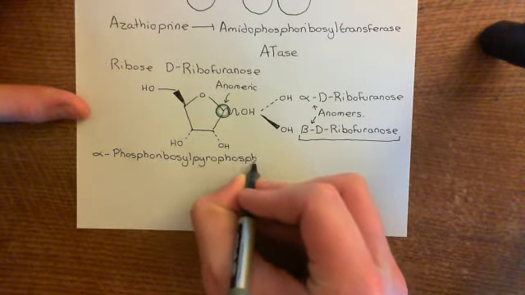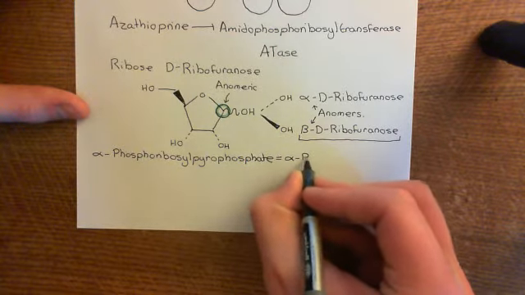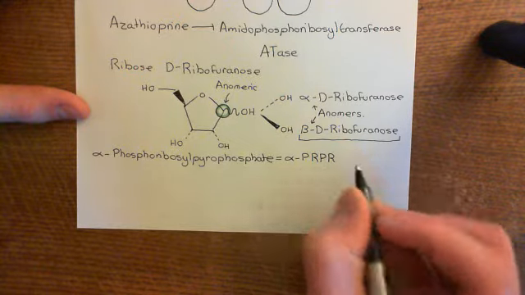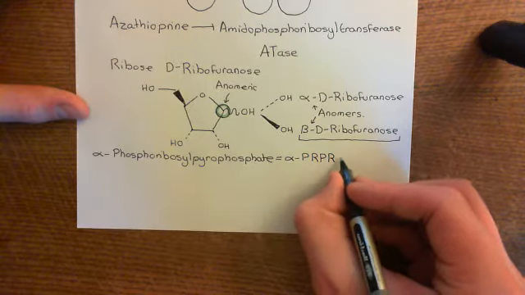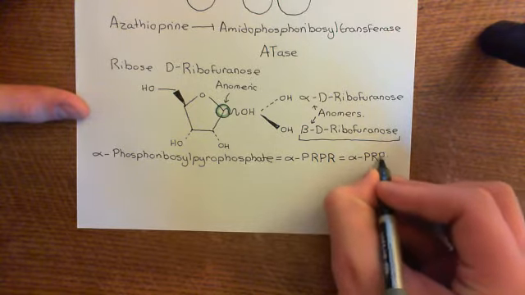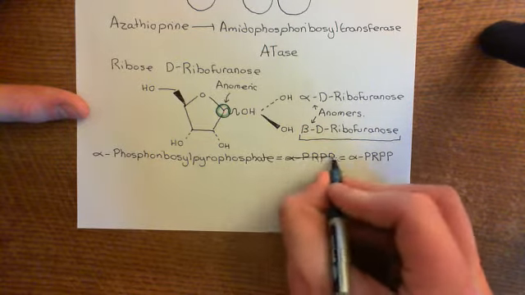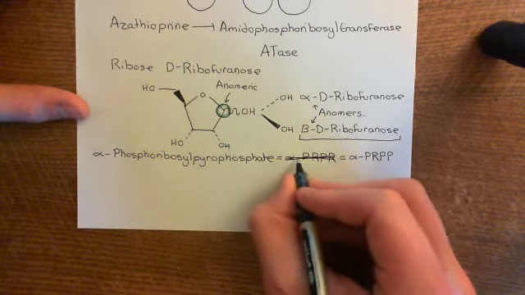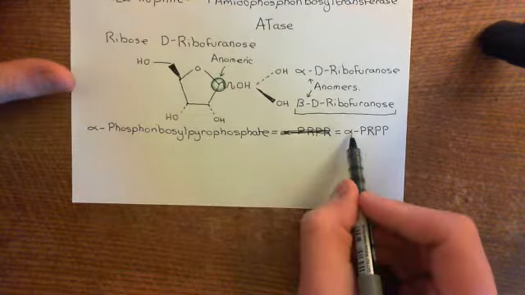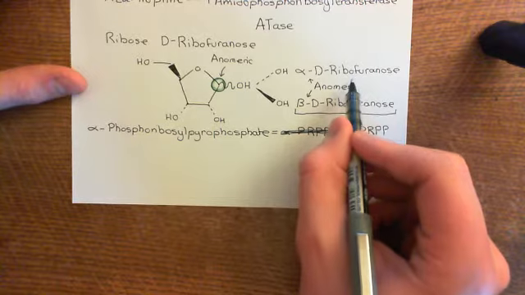And for short, alpha-phosphoribosyl pyrophosphate is often abbreviated to alpha, and then it's P for phospho, R for ribosyl, and then PP for pyro. Oops, not like that. Okay, let me write that again. Alpha, P, R, PP. I was trying to make it have a nice pattern there, but that is not correct. So alpha phosphoribosyl pyrophosphate.